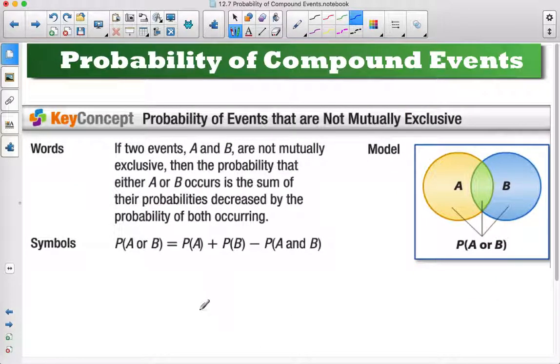And that's known as the probability for events that are not mutually exclusive. So if two events could occur at the same time, like the 2 and the diamond. If two events, A and B, are not mutually exclusive, then the probability of either A or B occurring is the sum of the two individual probabilities, and I need to subtract out the probability of both of them occurring, because that was the overlap.